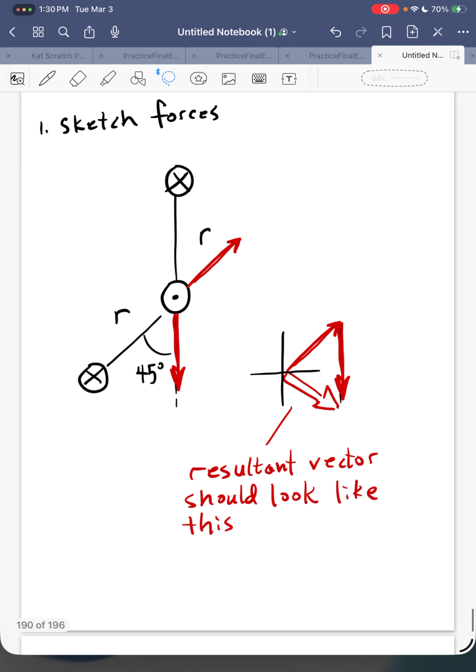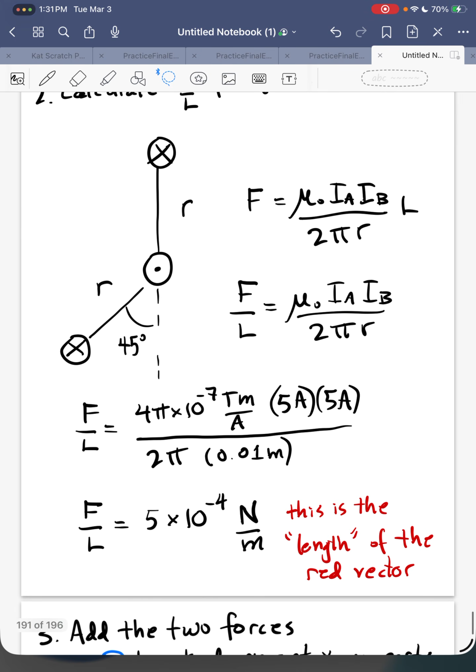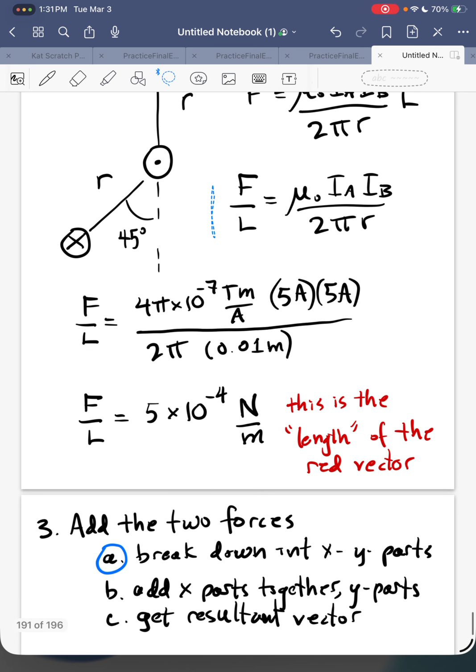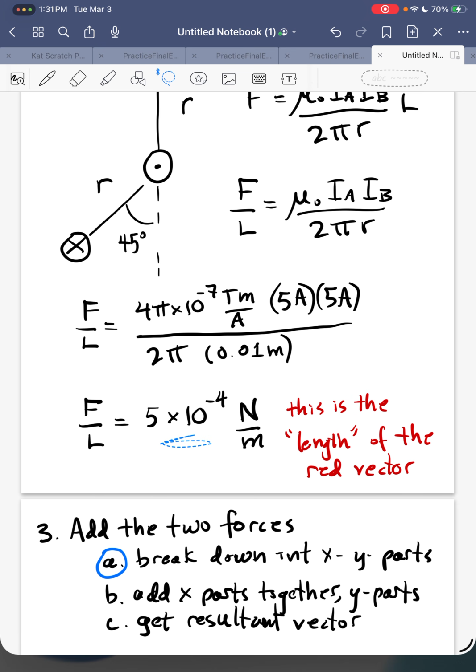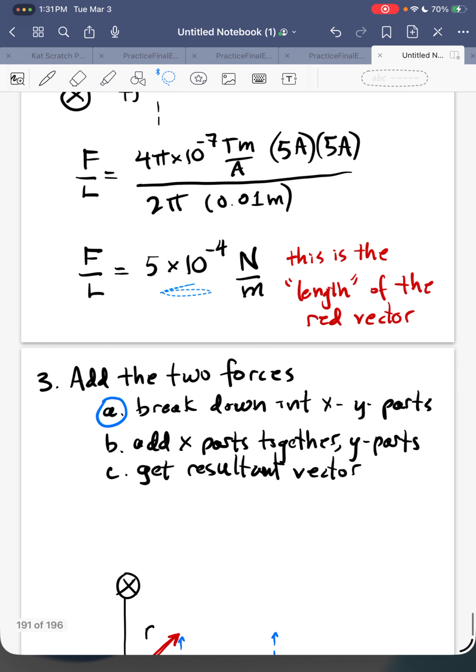If I go back here, this vector here, I want to know its magnitude, and its magnitude is related to its length. That's what we just calculated. So we're calculating vectors that are going to represent the force per unit length. So that's going to be a quantity, but it's also going to have a direction. So it's a vector. So this is what we're going to get.